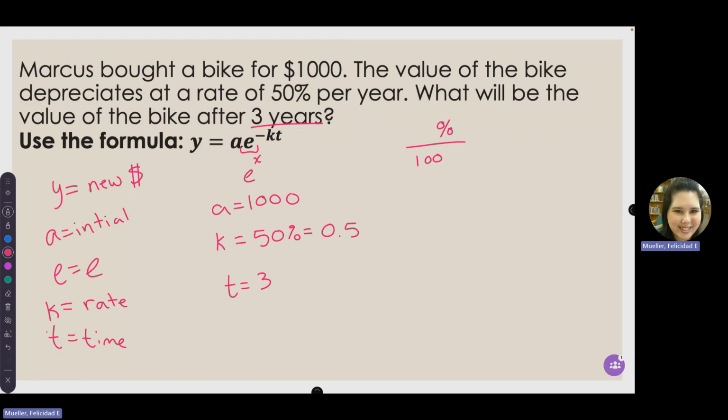So T is 3. So in the calculator, I would type in 1,000, and then I would use the E button. And then negative, and I'm going to put a negative because it tells me right here in this formula to use a negative. 0.5 times 3.